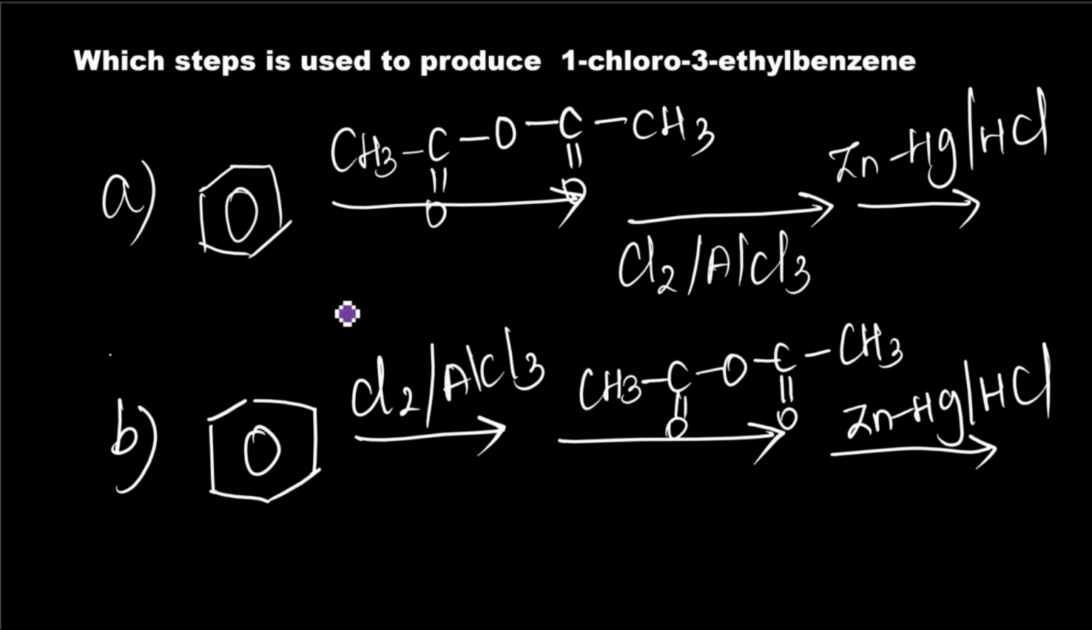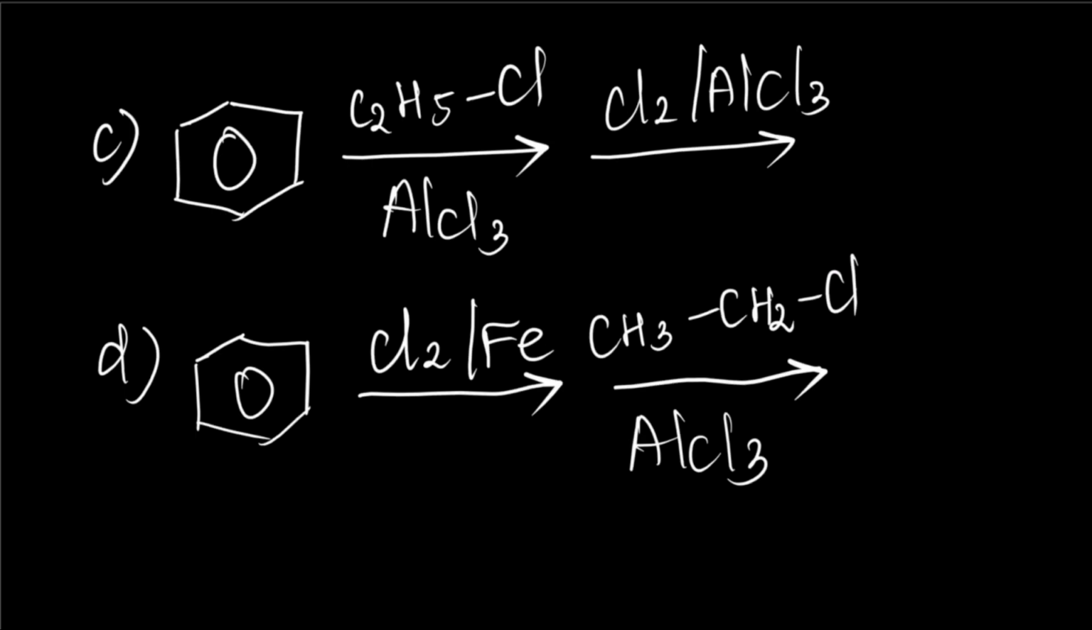What steps are used to produce 1-chloro-3-ethyl benzene? Okay. So what is 1-chloro-3-ethyl benzene first of all? These are the options given. So let me write 1-chloro-3-ethyl benzene. Okay. So benzene, 1-chloro-3-ethyl. So this is our target product.